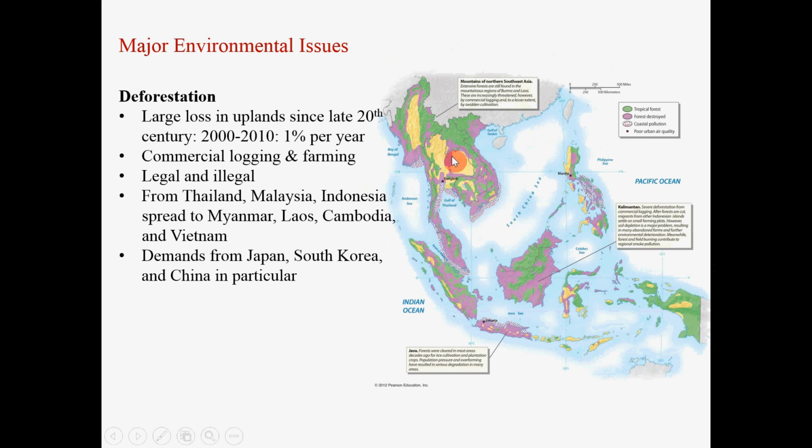The major demand for those timbers comes from countries of East Asia: Japan, South Korea, and China. And those countries are close to Southeast Asia. Therefore, Southeast Asia becomes a readily available source of supplies of those tropical and subtropical timbers. Those purplish areas are the places that are suffering from deforestation.